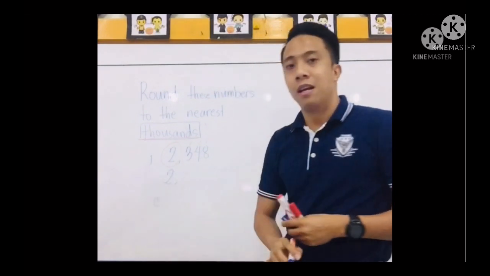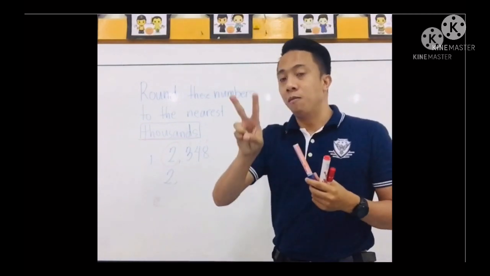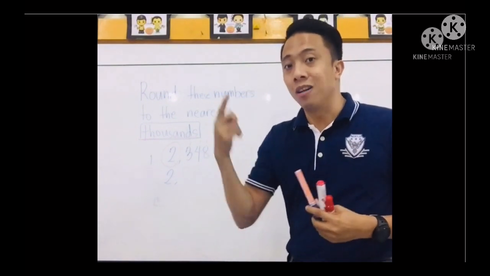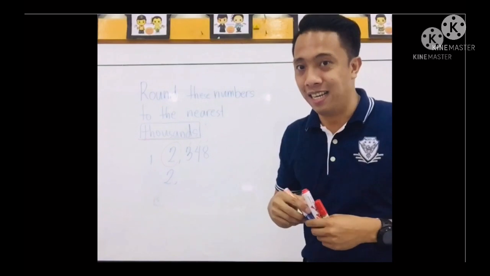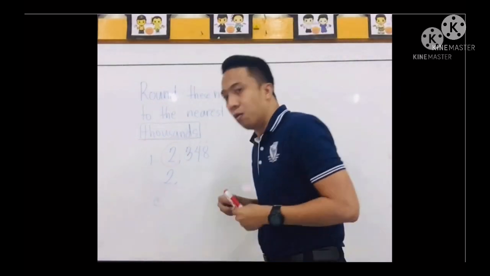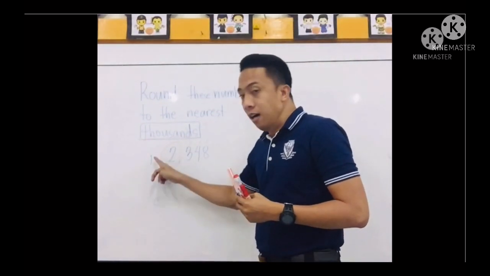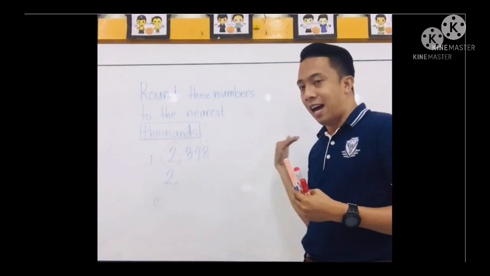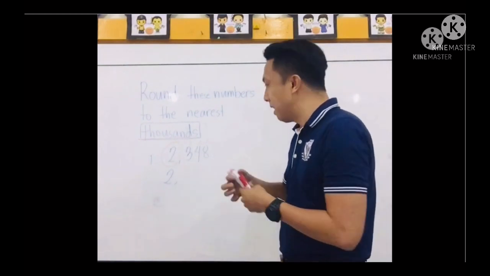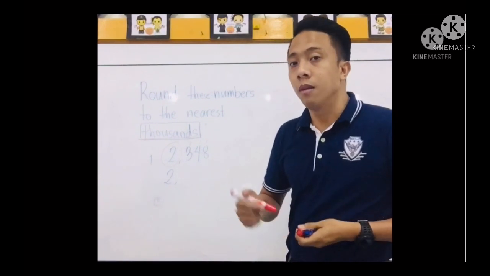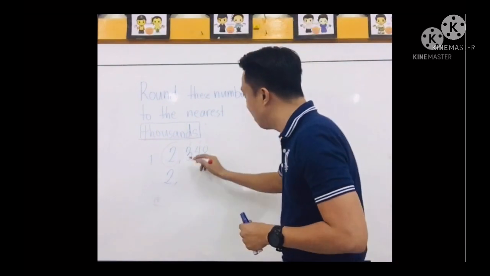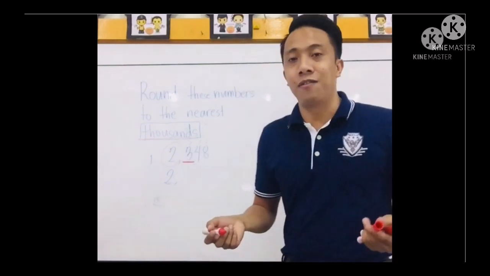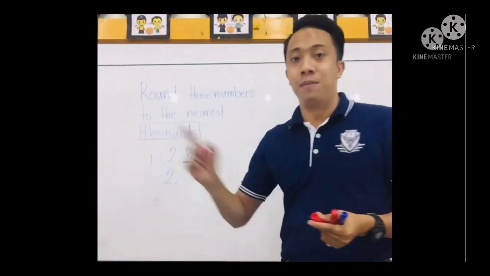Now, our second reminder is we need to identify the number on its right side. Where's the right side of 2? Is it here? Or here? Yes, on this side, right? So, what is that number? That number is 3. So we already identified the number beside it.